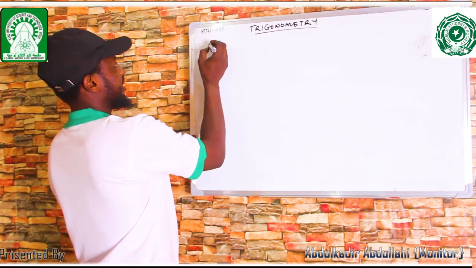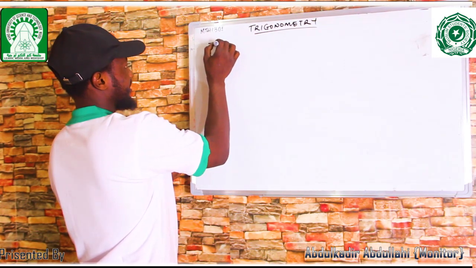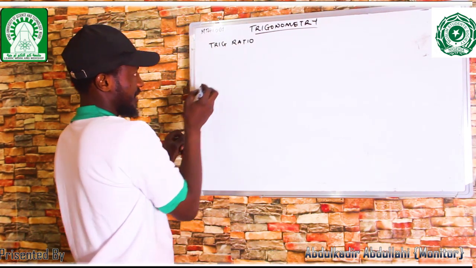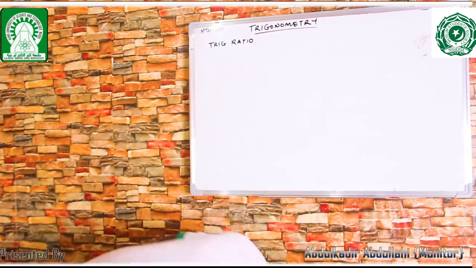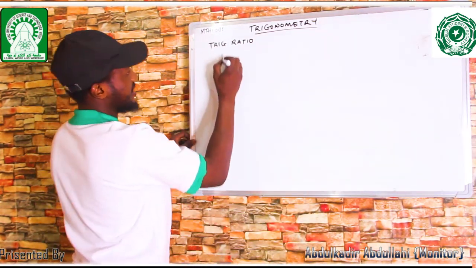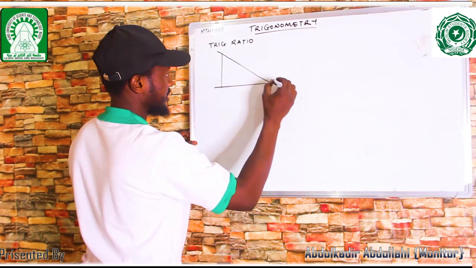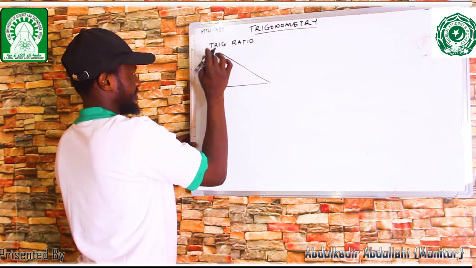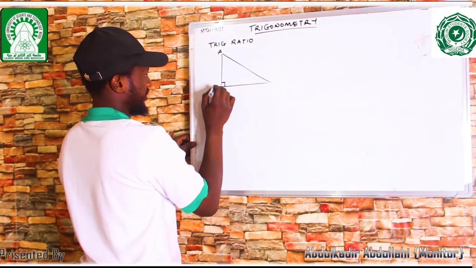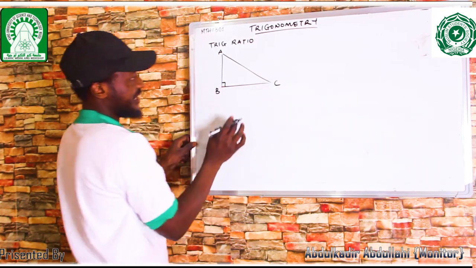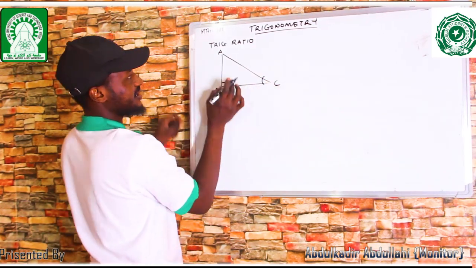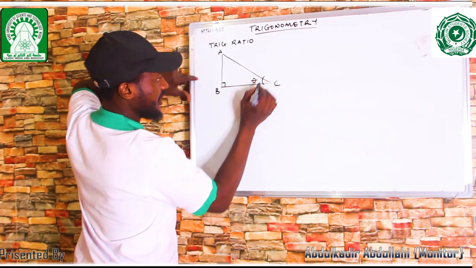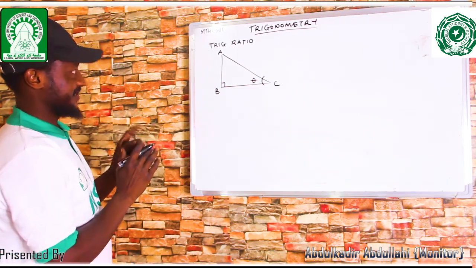Now we are going to see trigonometric ratios. Let's assume we are given a right angle triangle. This is the angle 90 here. Let me name the vertices A, B, C, and the angle is given as theta degrees.